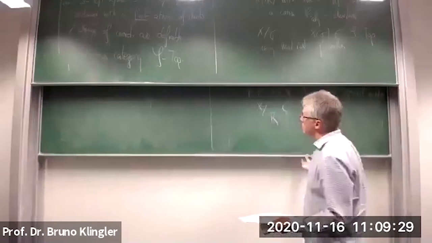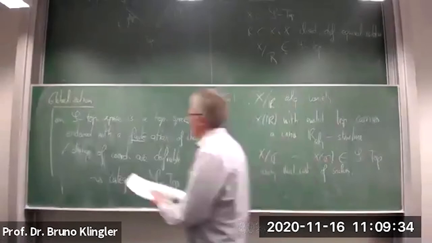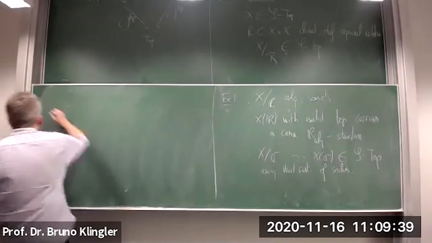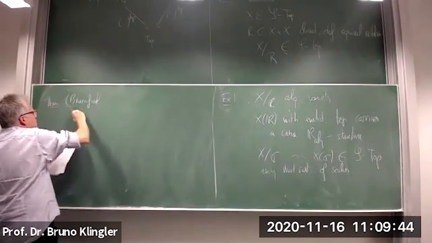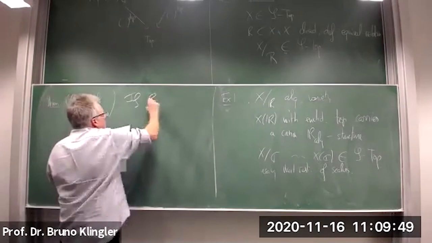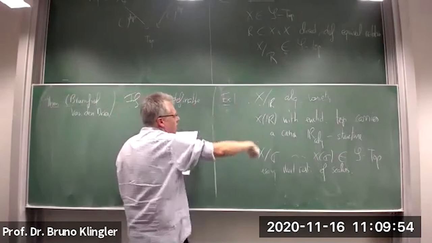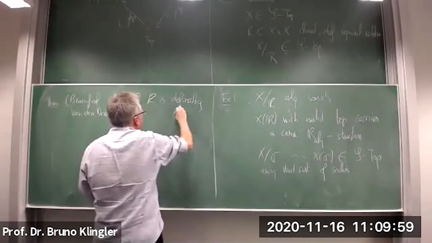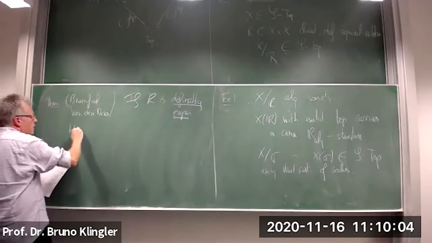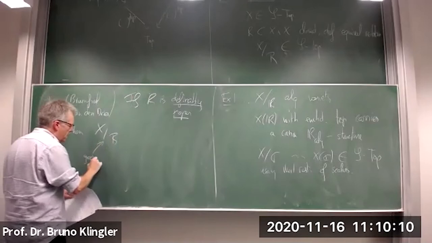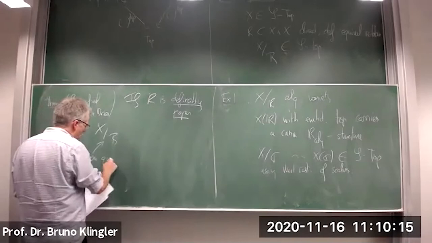So there are two basic facts. The first one is the theorem due to Wolfield and van den Dries. That says that if R is definable, so this is closed, but it is definably proper, then the geometric quotient X mod R, so really the set of equivalence classes, exists in this category.